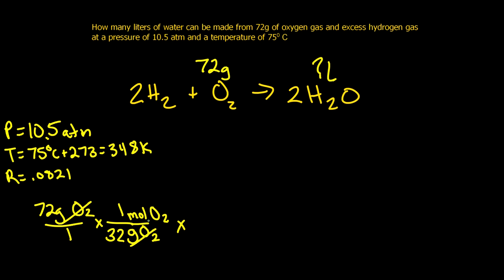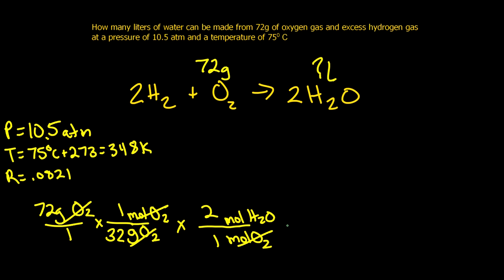We need to change it to moles of H2O. So moles O2 go on bottom. Moles H2O go on top. Once again, it's a 1 to 2 ratio. So 1 to 2. Moles of O2 cancel.